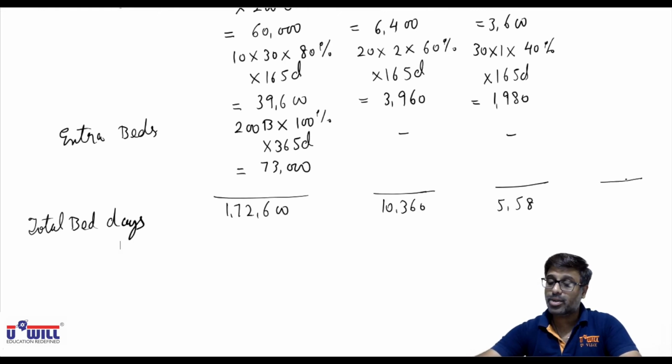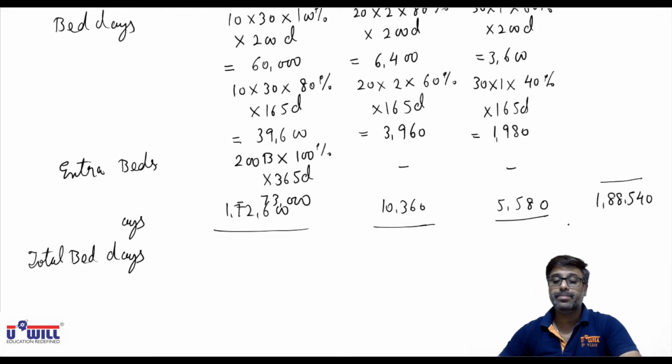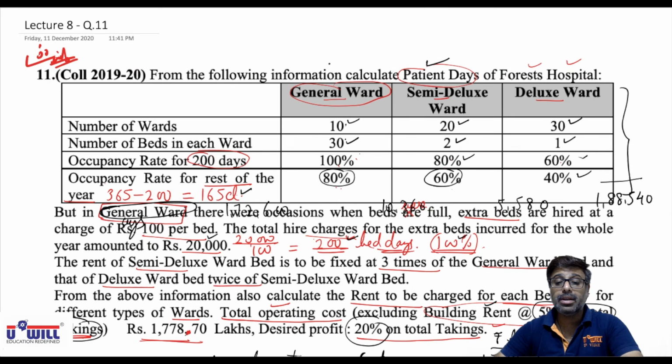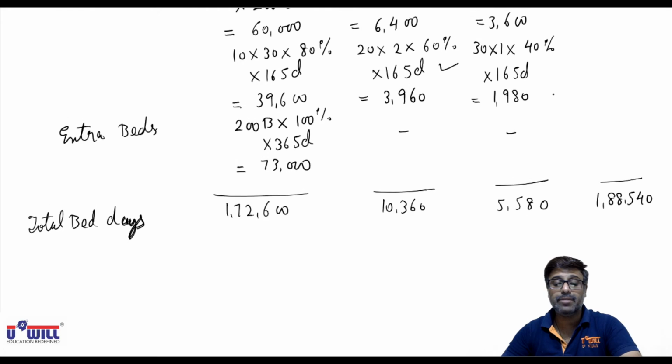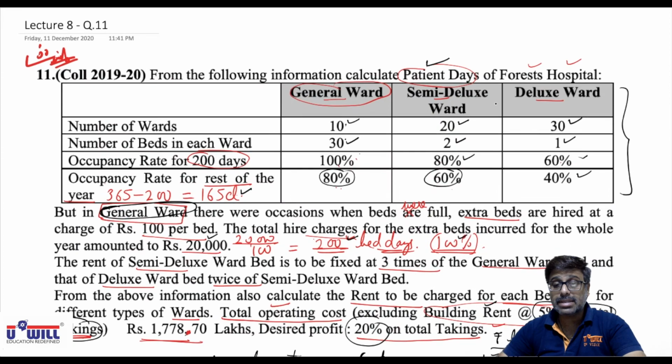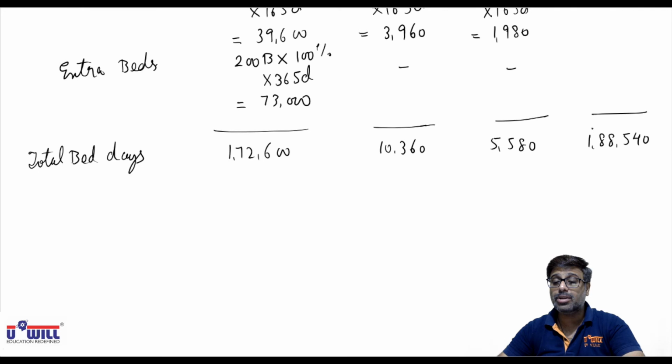So 1,72,600 plus 10,360 plus 5,580. So total bed days in the whole hospital are 1,88,540. Now this is asked in the question over here. Calculate the total patient days of Forest Hospital, that is 1,88,540. So one answer is done. 1,88,540 total patient days are there in the hospital.